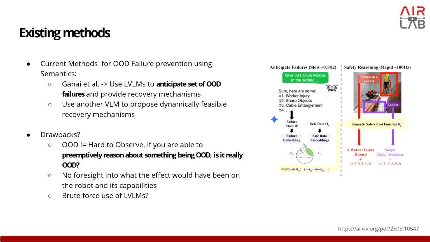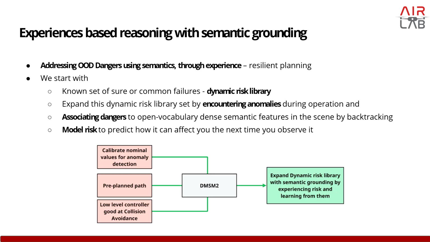We want to present a potentially better methodology to identify and mitigate such out of distribution risks. Motivated by principles of resilient planning, we propose experience driven risk assessment versus long tail causes. When a robot faces some unknown risk, we reason post hoc about possible causes from the environment, associating these anomalous behaviors with semantic features. We start with a known set of deterministic and common dangers and update the risk library dynamically to account for out of distribution risks on the fly, creating an informed dynamic risk library.